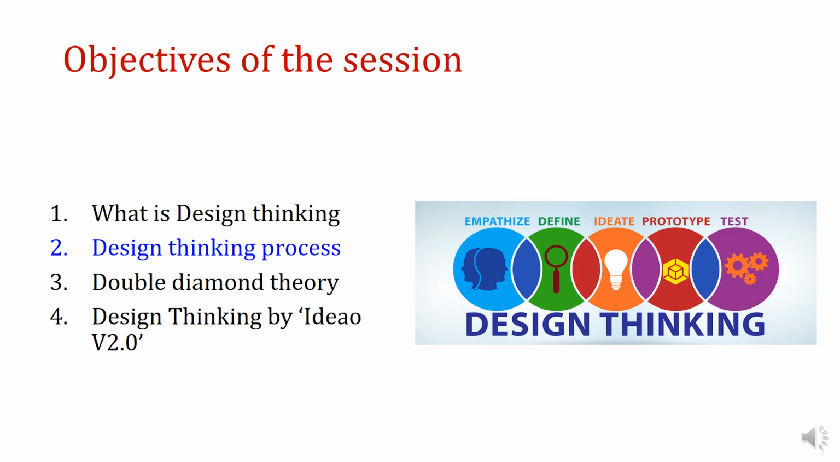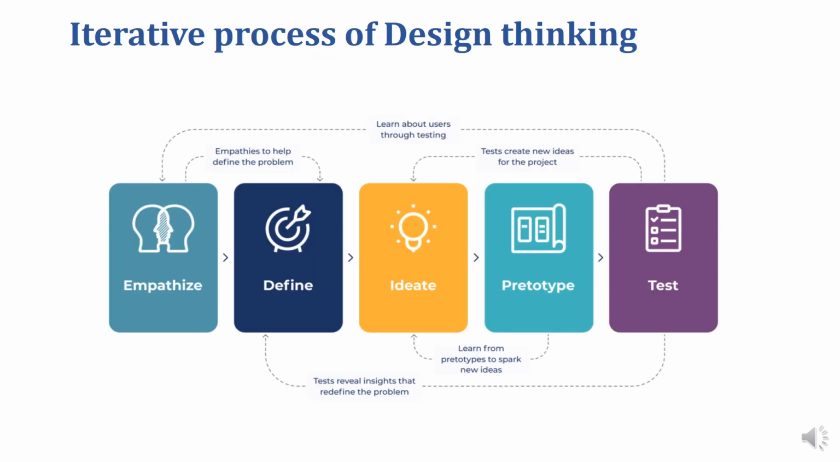In part 2 of this session, we will discuss the design thinking process in more detail. As discussed in the last session, the design thinking process is a combination of 5 building blocks: empathize, define, ideate, prototype, and test. And this process is iterative, that is, we can do it a number of times and the outcome of one step may be used as input in the other step. So let's start one by one in detail.